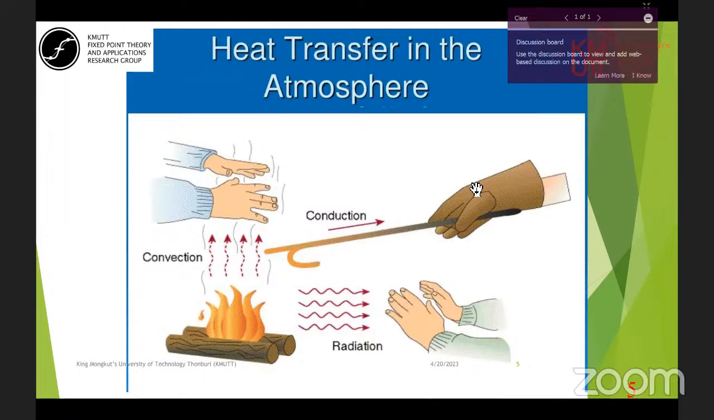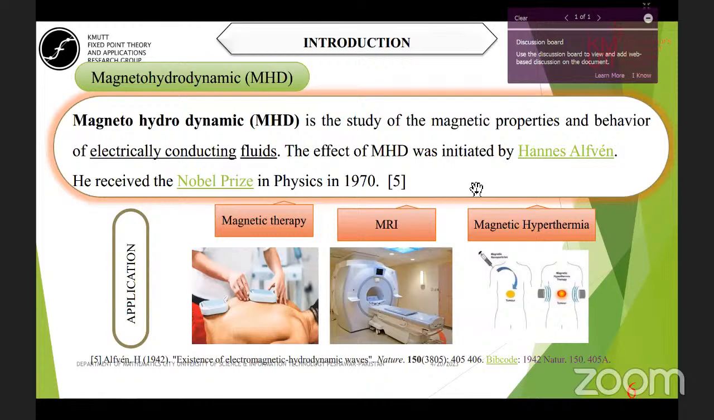Magnetohydrodynamics is also present in my studies. We must know about this. Magnetohydrodynamics is actually the study of the magnetic properties and behavior of electrically conducting fluids. This effect was first initiated by Hannes Alfven, and for this work he received a Nobel Prize in 1970. And MHD is applied in many daily life applications, like magnetic therapy, MRI, magnetic hyperthermia, and so on.